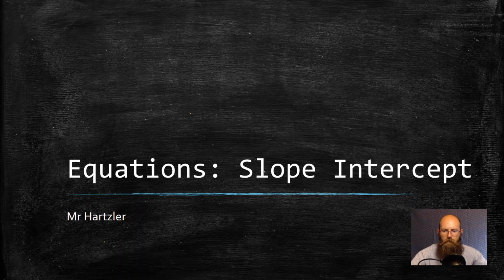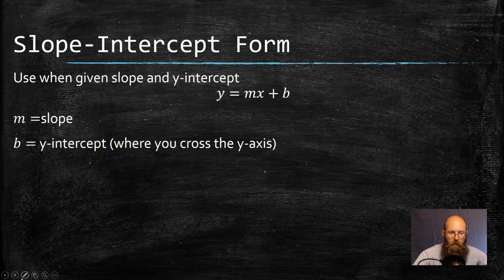Hey folks, I want to talk to you about equations, and this time it's going to be about slope-intercept form. So we start off with a little bit of notes here, and it's important to know that when you're using slope-intercept form, it's probably because you were given the slope and the y-intercept. That's because slope-intercept form has a lot to do with the slope and the intercept. It just makes sense that way, right?